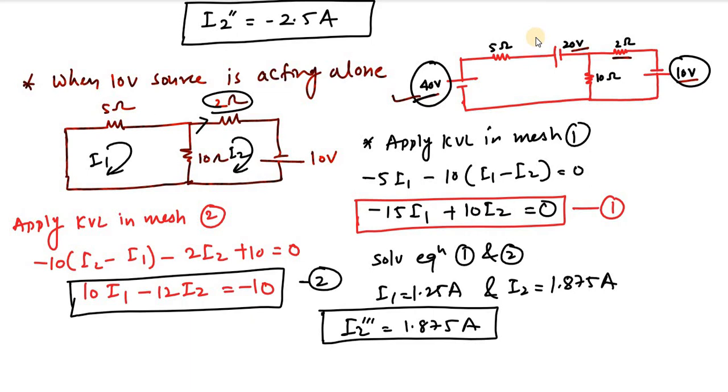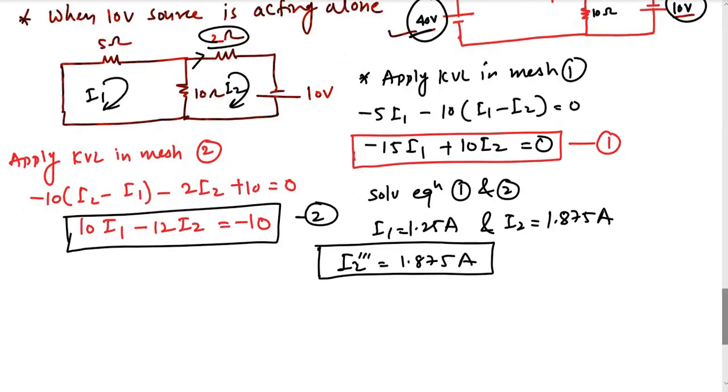Now according to the superposition theorem, the resultant current in any element is the algebraic sum of currents that would be produced by each independent source acting alone. So what is the resultant current I2? It is I2 dash, which is by the 40 volt source, plus I2 double dash, which is by the 20 volt source, plus again I2 triple dash, which is by the 10 volt source.